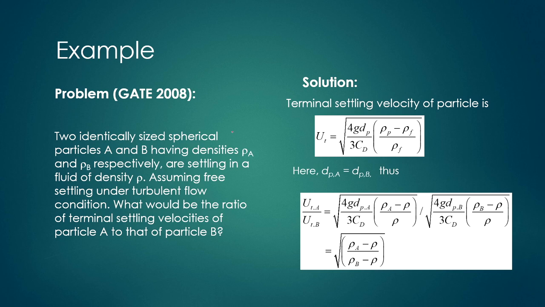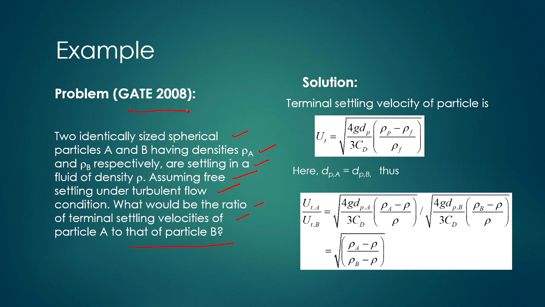Here, two identically sized spherical particles A and B, having densities rho A and rho B respectively, are settling in a fluid of density rho. Assuming free settling under turbulent flow condition, what would be the ratio of terminal settling velocity of particle A to that of particle B? This problem is given in GATE 2008.